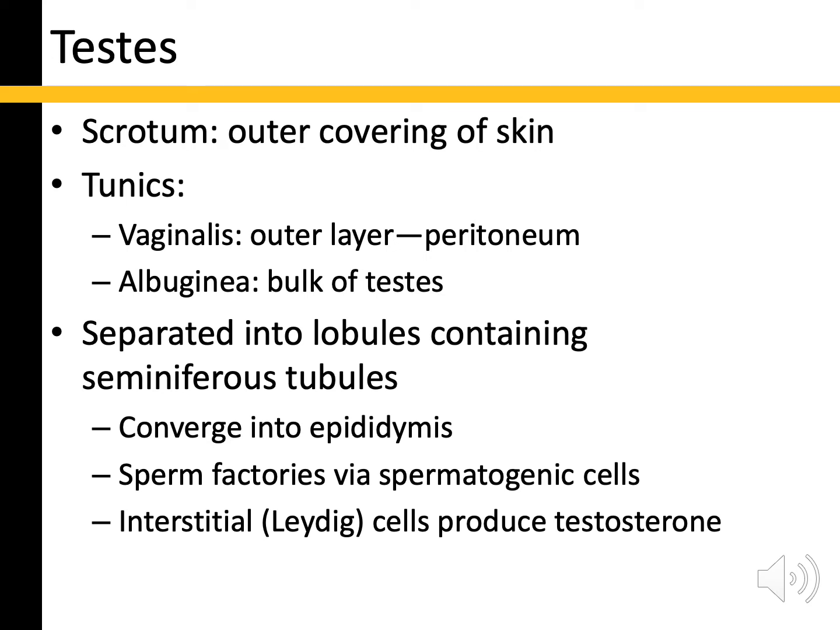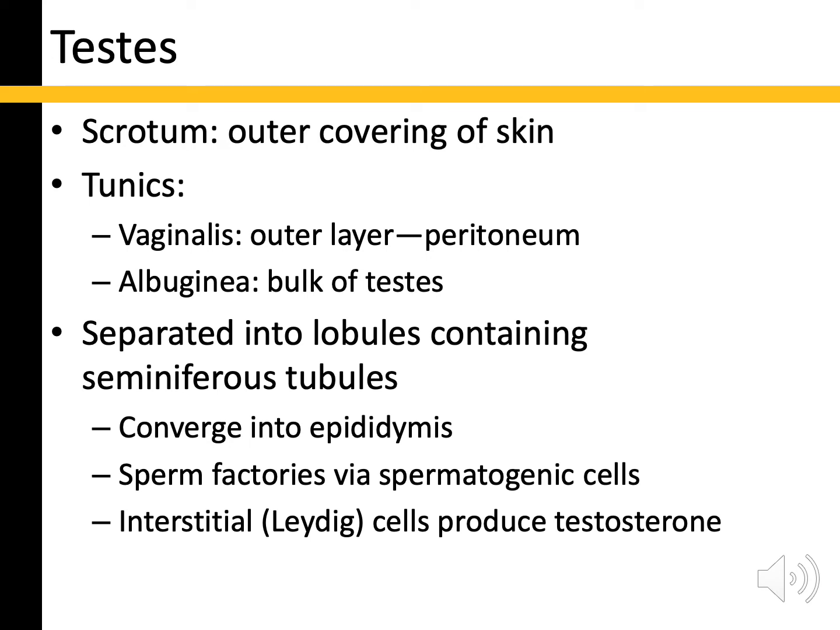Now, in the tunica albuginea, nestled in there, are these lobules, which are just separations. And inside of those lobules are tubes called seminiferous tubules. This is where sperm are produced. And the sperm are made from special cells that we call spermatogenic cells. The sperm that are made here are not quite fully mature, and we'll get back to that a little bit. But all of these seminiferous tubules are going to come together to form the structure we're going to talk about next that sits on top of the testis, which is called the epididymis.